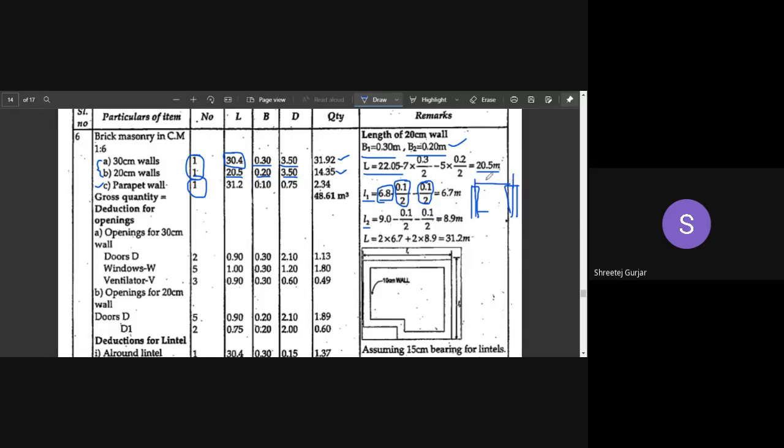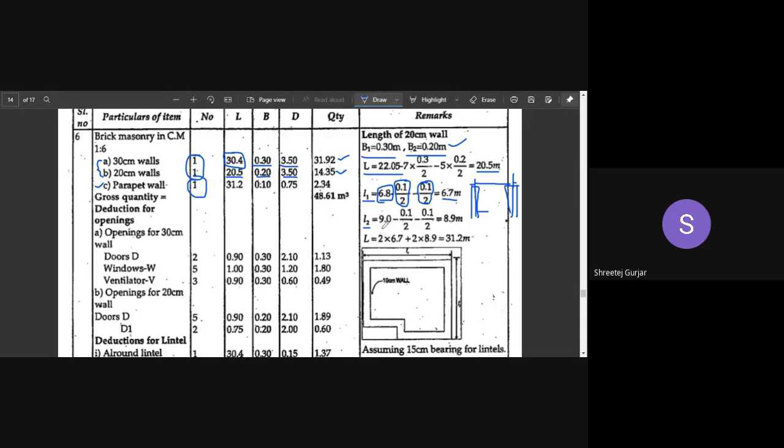Okay, center to center length with respect to your parapet wall. So 6.8 is out to out, minus 0.1 by 2, and minus 0.121 by 2. I get my center line length of my parapet wall, that is 6.7.